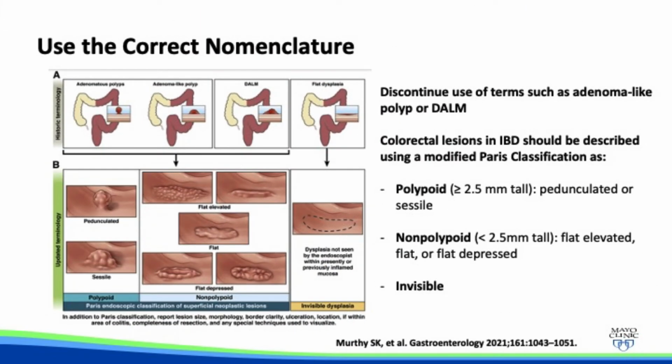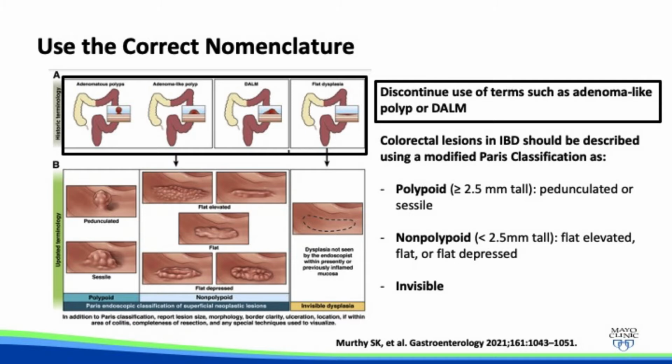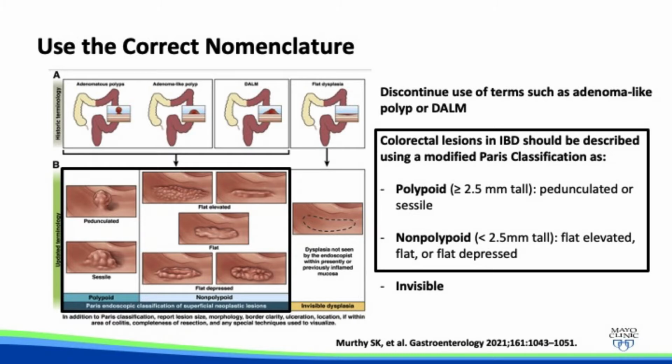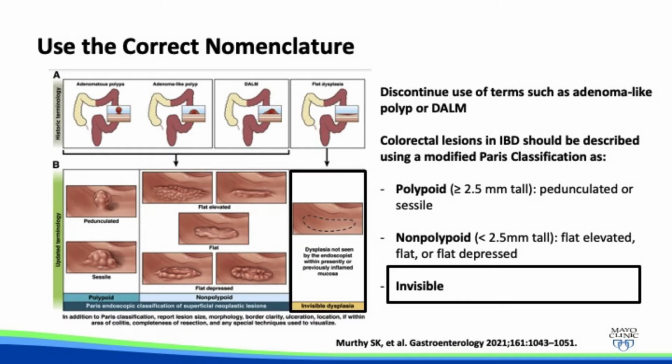We need to stop using the terms adenoma-like polyp or DALM, and switch to describing all lesions by a modified Paris classification. Lesions are polypoid if they're greater than 2.5 millimeters tall, and if they are polypoid, they're either pedunculated or sessile, as you can see to the left of this slide. If they're non-polypoid, that means less than 2.5 millimeters tall, they can be flat elevated or flat depressed. And finally, if you take a biopsy in the colon, see no lesion, and it comes back as dysplasia, that's invisible. So use the correct nomenclature.